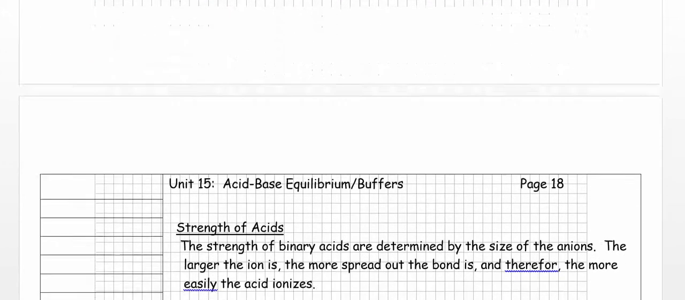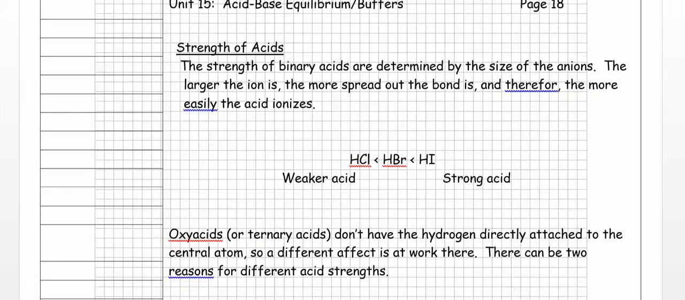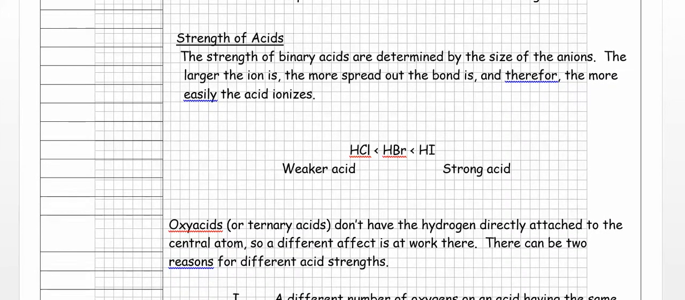All right, I want to move on now to the strength of acids and compare the strength of acids. So you know that the strong binary acids are hydrochloric, hydrobromic, and hydroiodic acid. And you can remember them by "I bring clay," right? I bring clay. Those are the strong binary acids. Now, why is hydroiodic acid a stronger acid than hydrochloric acid? Okay, it's an interesting question.